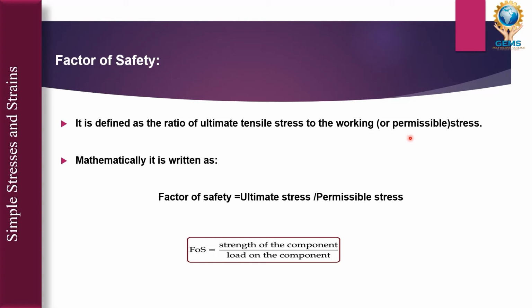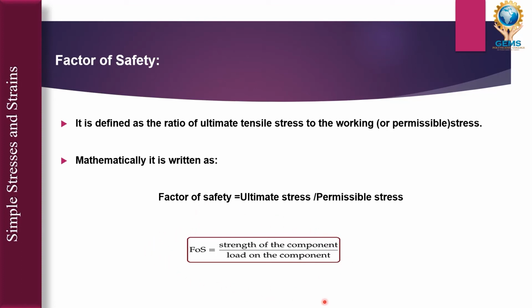Sometimes in the question paper they may give the value of permissible stress. So you should always know permissible stress is only known as working stress. Mathematically it is written as ultimate stress divided by permissible stress or working stress. If you see as a whole, what is factor of safety?